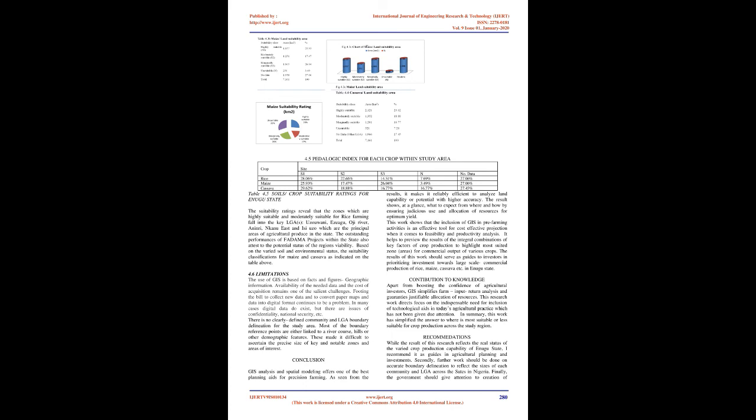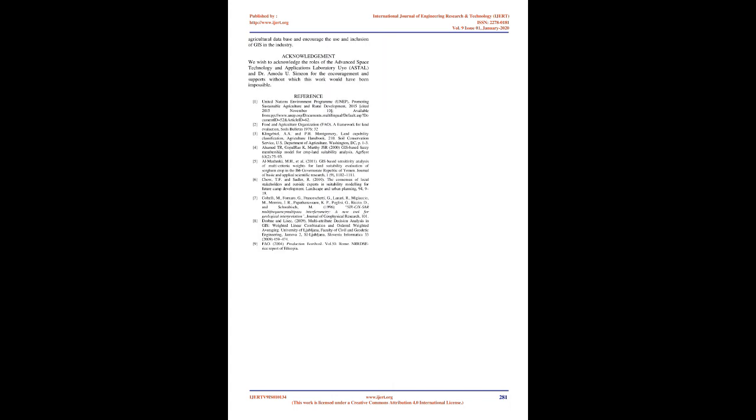The suitability ratings reveal that the zones which are highly suitable and moderately suitable for rice farming fall into the key LGAs: Uzouwani, Ikwuano, Aji River, Anambra, Nkanu East, and Isi Uzo, which are the principal areas of agricultural produce in the state. The outstanding performances of FADAMA projects within the state also attest to the potential status of the region's viability. Based on the varied soil and environmental status, the suitability classifications for maize and cassava are indicated on the table above. 4.6 Limitations. The use of GIS is based on facts and figures of geographic information.